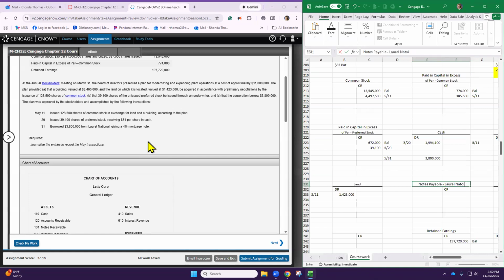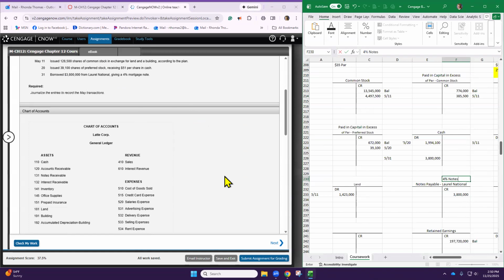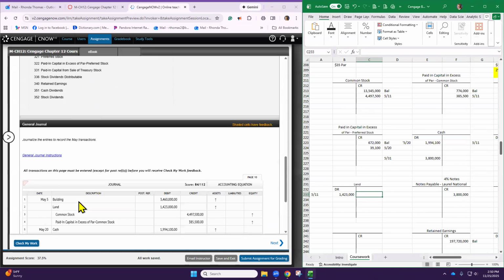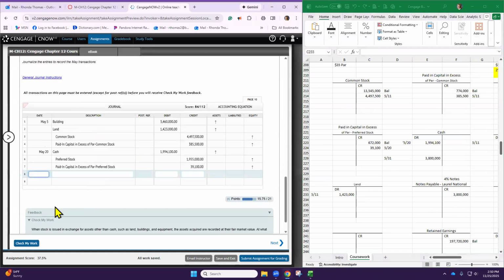I don't think we're doing anything else with this, but all right, so then 3,800,000, not 38 million, sorry, one too many zeros. Now I'm going to put that this is a 4% note. But I don't know how long it is. It didn't say. So anyway, this should be it for these 3 journal entries.